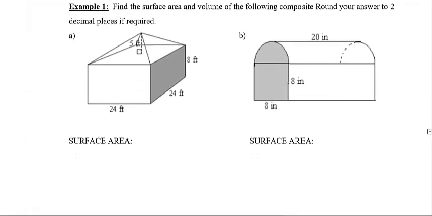Here are 2. So I'd like you to find the surface area and the volume of these composite objects. And then round your answers to 2 decimal places.